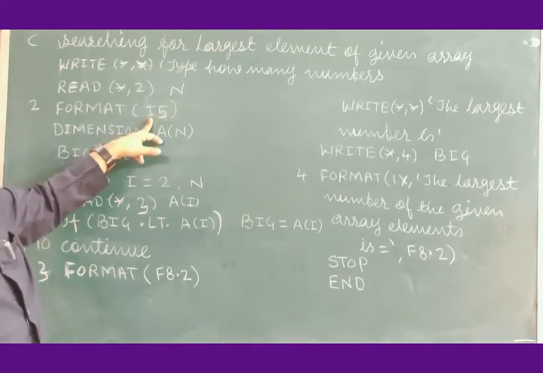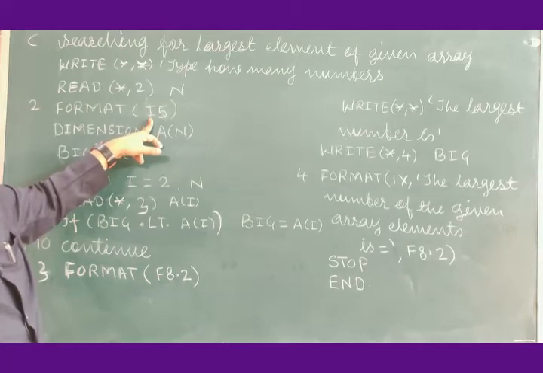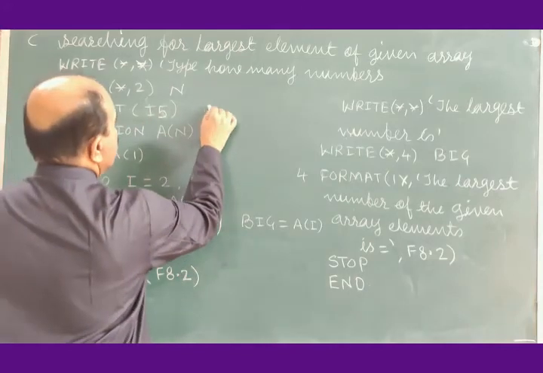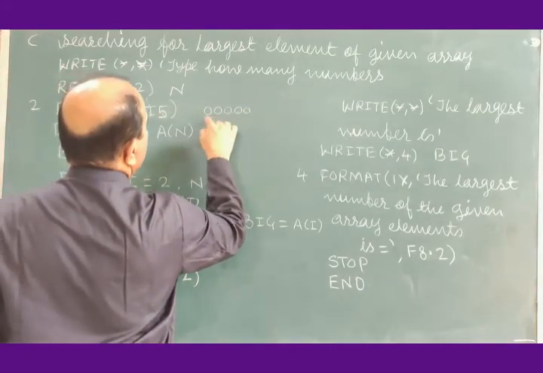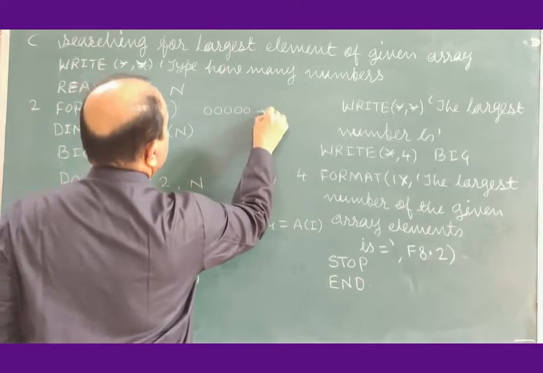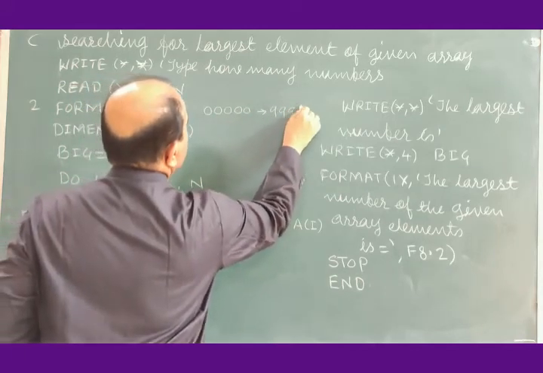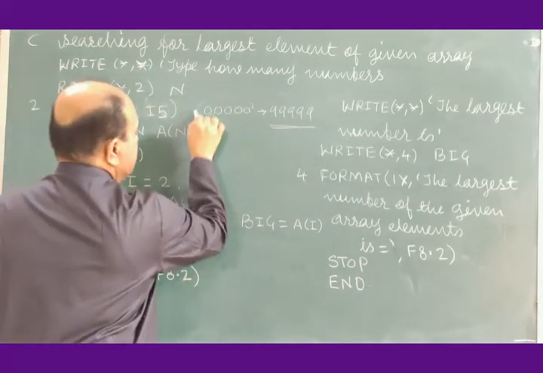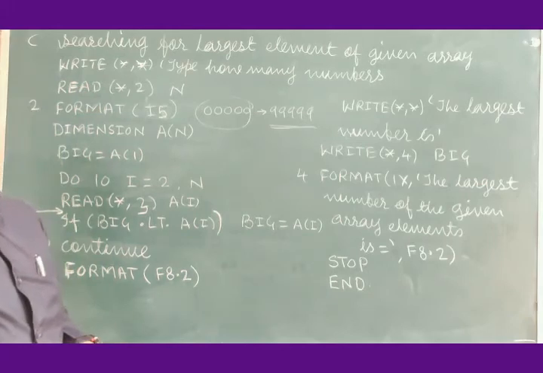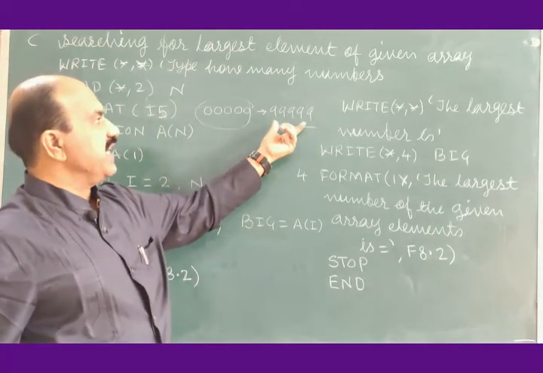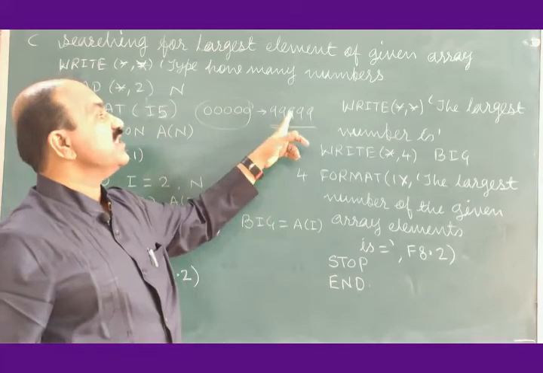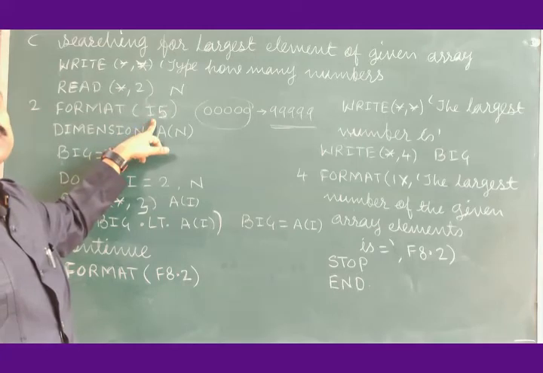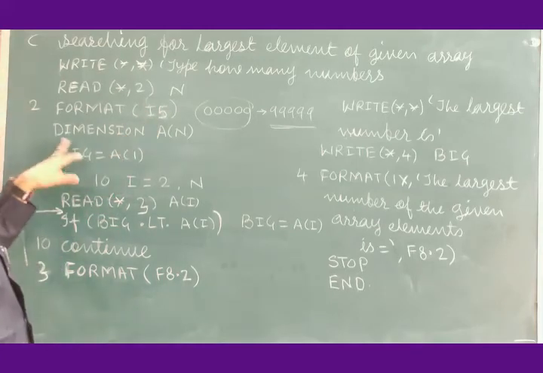So it can have at the most a 5-digit integer, that is from 00001 to 12345. When the array is empty, this will be this, and at the most it can have 99,999 elements according to this format, and we have to search the biggest of these.